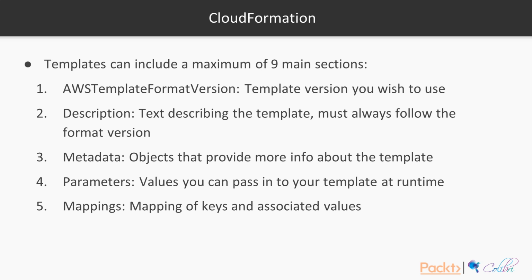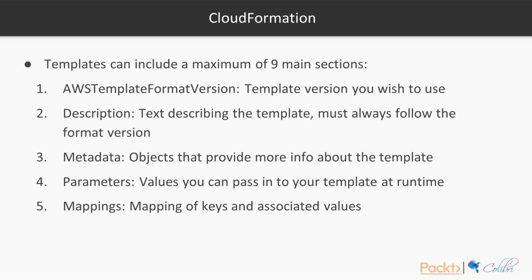Then, templates can include a maximum of 9 main sections. The first one is AWS template format version. 8 of them are optional, and one of them, which is the resources section, is compulsory for every single template that you will create. Now let's go and explore each one of them.